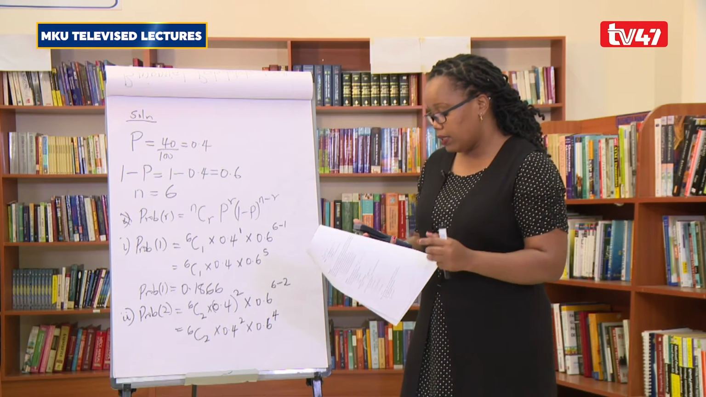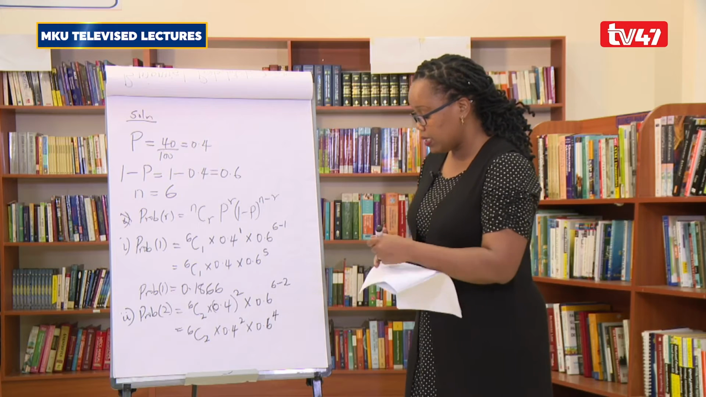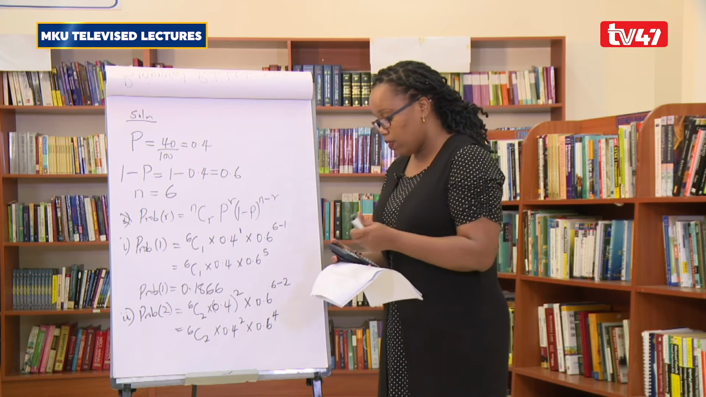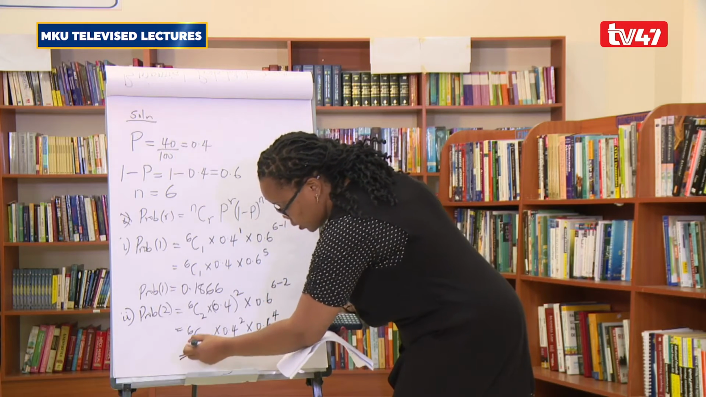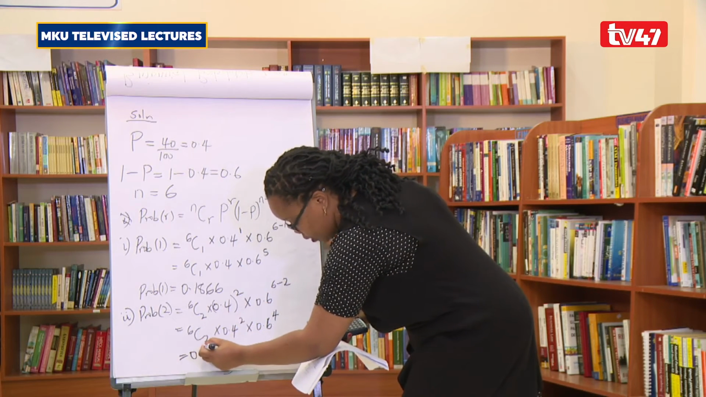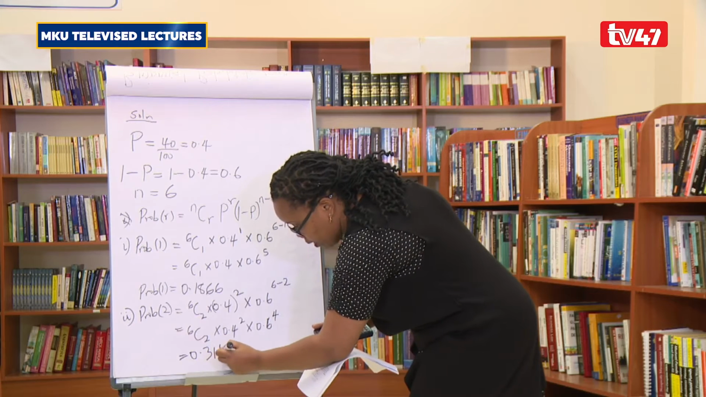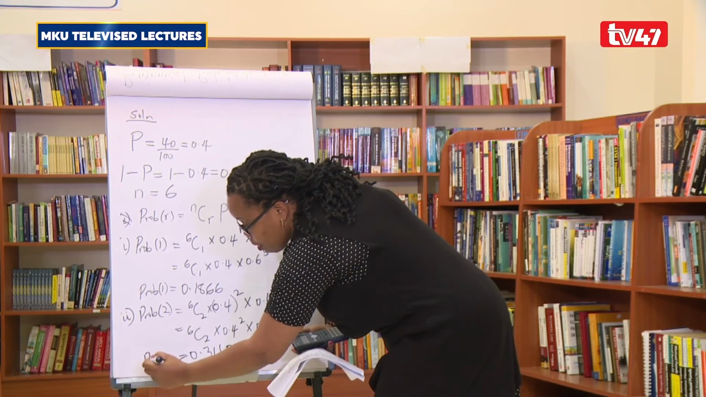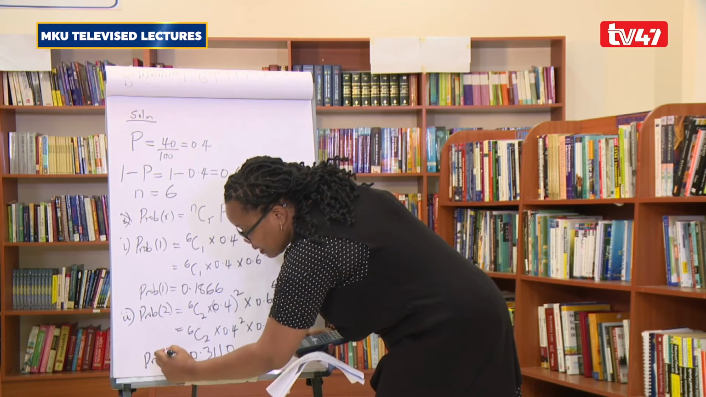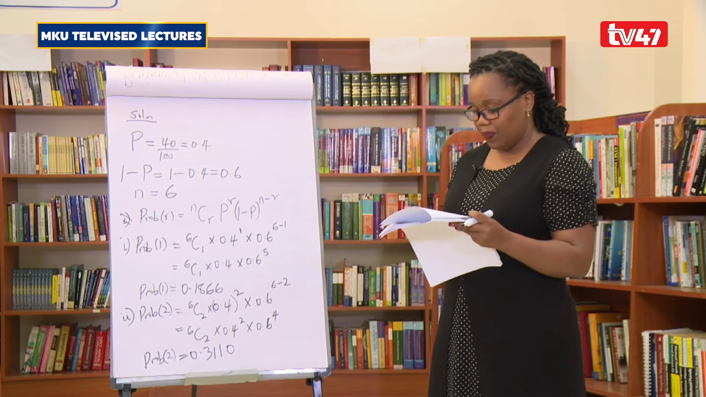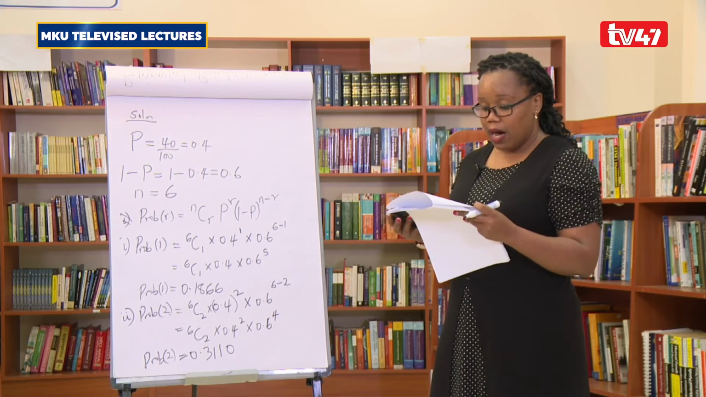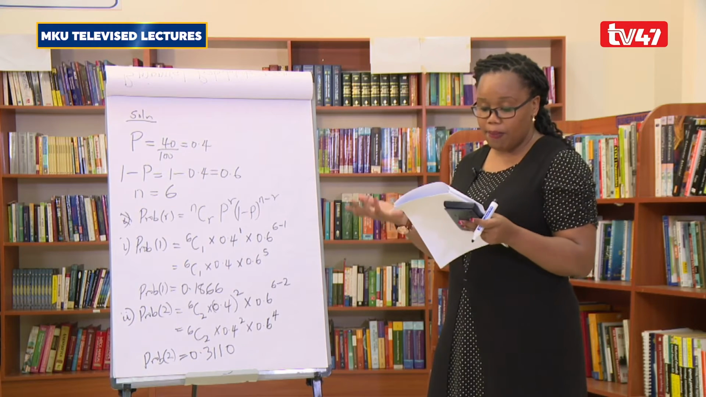What do we get? In 4 decimal places, we want to make sure that there is continuity in our solutions. We get 0.3110. This is the probability of exactly 2 having the disease. Now we come to our third probability of interest.